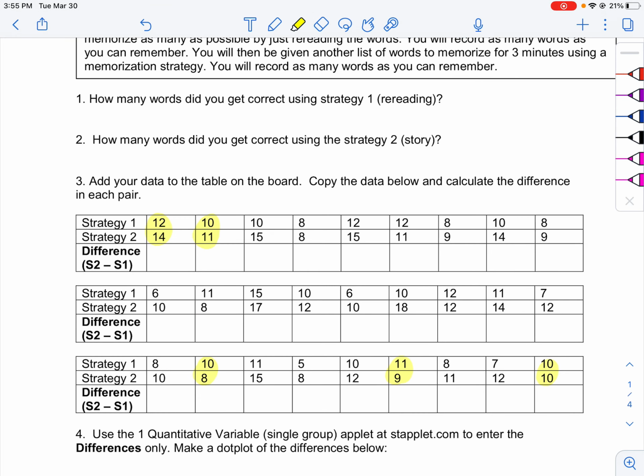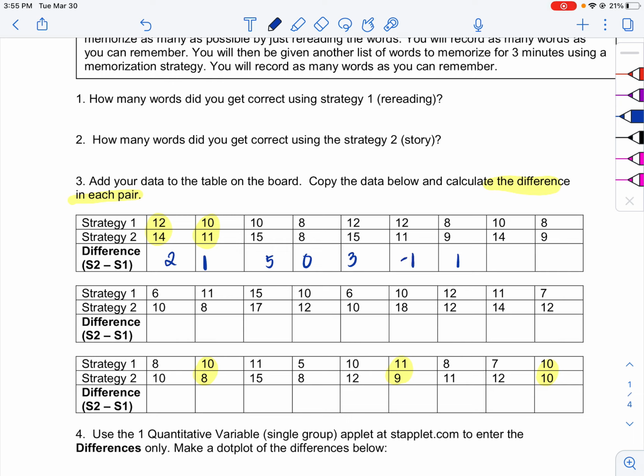What we're going to do today is calculate the difference in each pair. We are going to subtract 14 and 12, and we want to make sure that we know how to subtract. We are going to subtract it as S2 minus S1, so strategy 2 minus strategy 1. So that is 14 minus 12. Oh, I use a different color. Red is for emphasis. So 2, 1, 5, 0, 3.